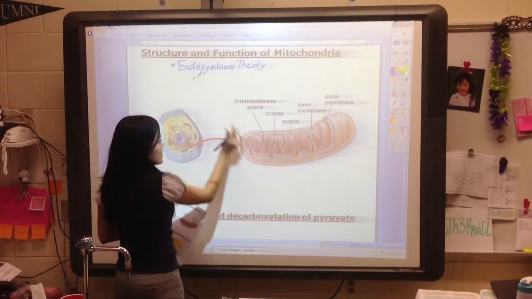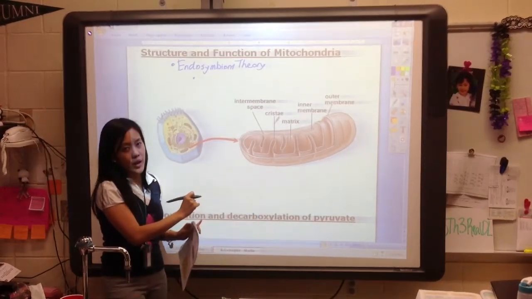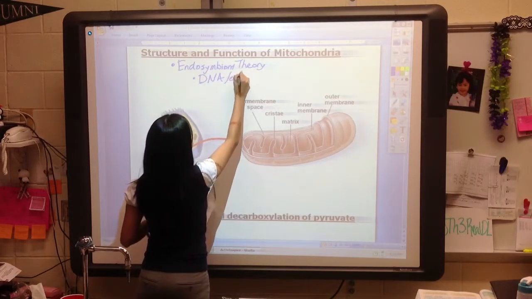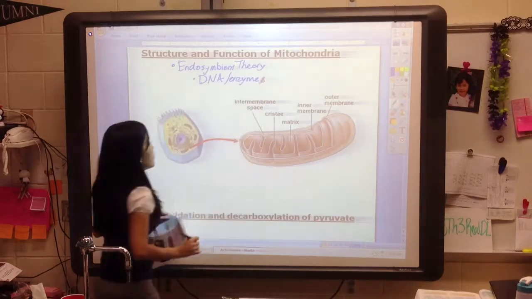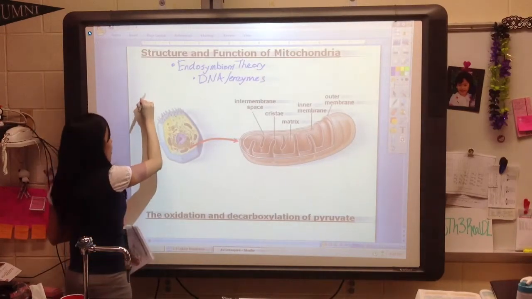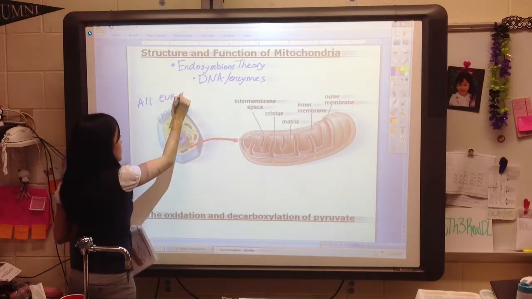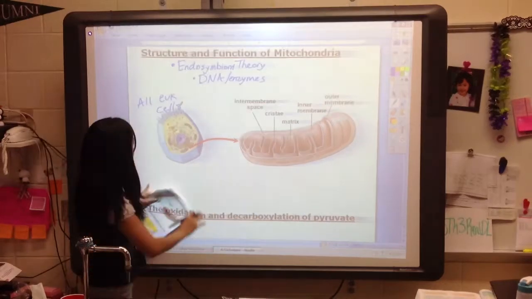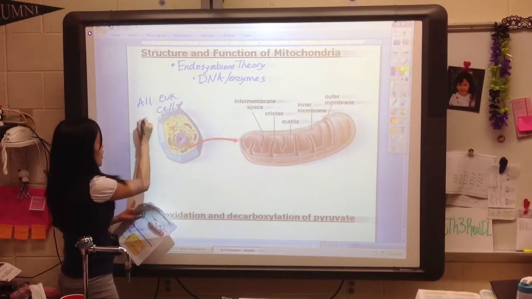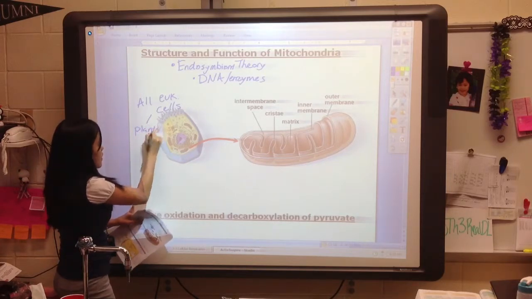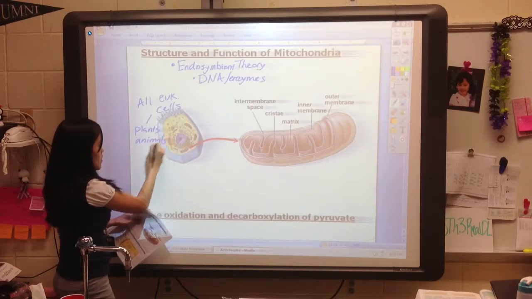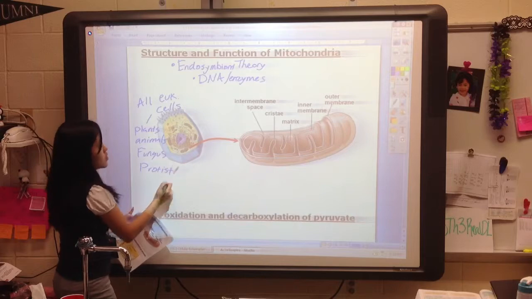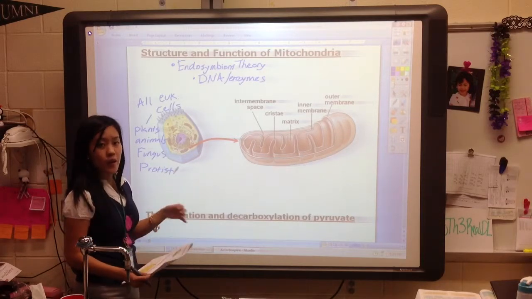This theory said that mitochondria used to be a prokaryotic cell, meaning that it has its own DNA and enzymes. Remember that the mitochondria is found in all eukaryotic cells. And what we need to keep in mind is that all eukaryotic cells, which includes our plants, animals, fungus, and our protists, all have mitochondria, so they can all go through aerobic respiration.